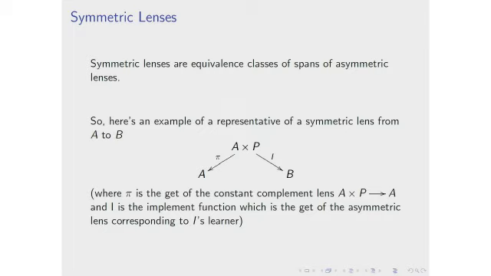You can probably see why I've picked it, right? So this is the constant complement lens, A cross P projecting onto A. And here's the lens I showed you a minute ago that comes from a learner. You've got the I of it, and the put is built out of the R and the Q. So that's an example of an asymmetric lens.